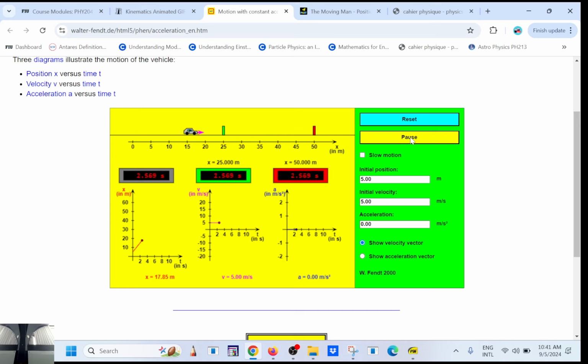So it's still no acceleration. The velocity is constant, but the initial position is 5. So the graph has been shifted up by 5. Okay?